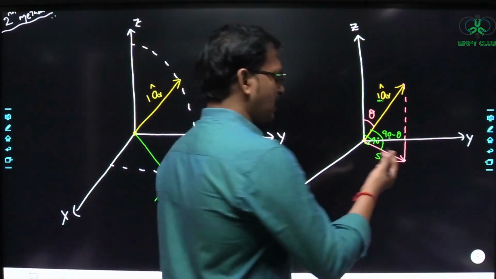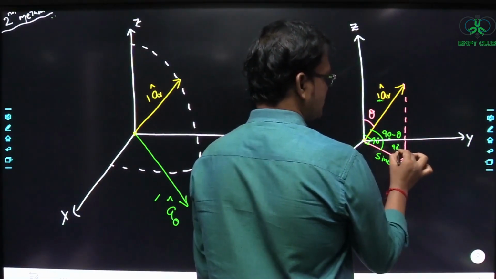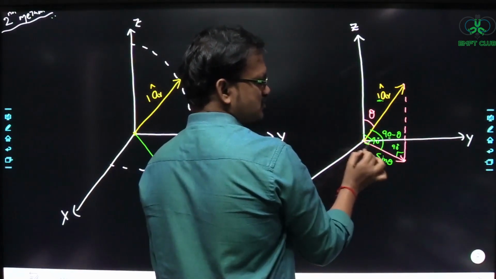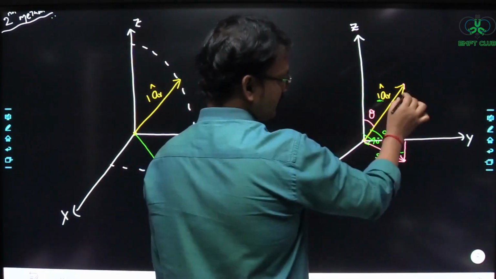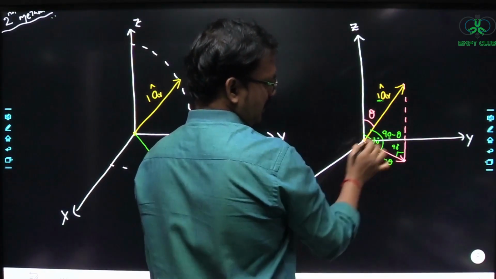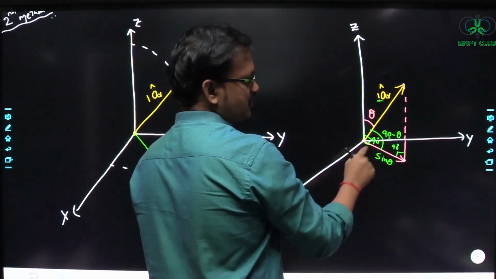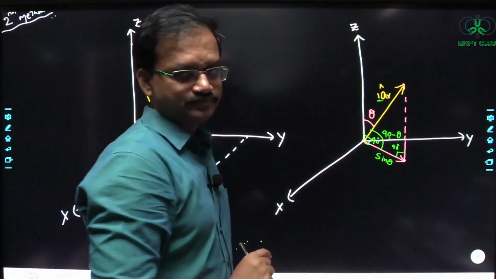Understood? Or you can analyze it in this manner. This angle is 90 degrees, so this is forming a right angle triangle. This is the hypotenuse, this is the adjacent, this is the opposite side, right? The angle between r cap and this one is 90 minus theta, so its component is 1 into cos of 90 minus theta, that is sin theta, right?